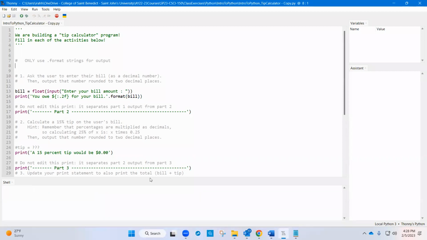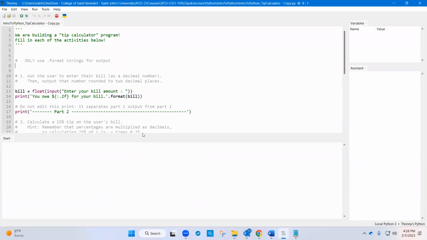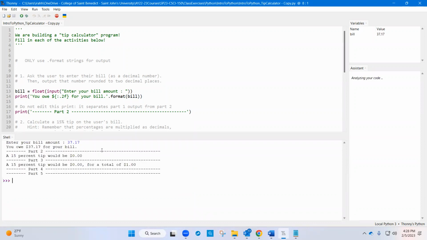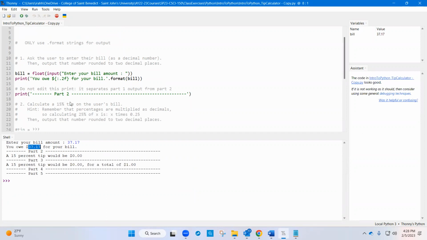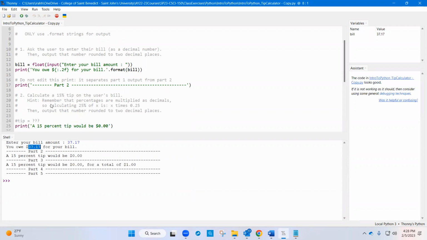So let's run that. Enter amount. Let's say I enter $37.17. It's going to tell me you owe $37.17 for your bill.